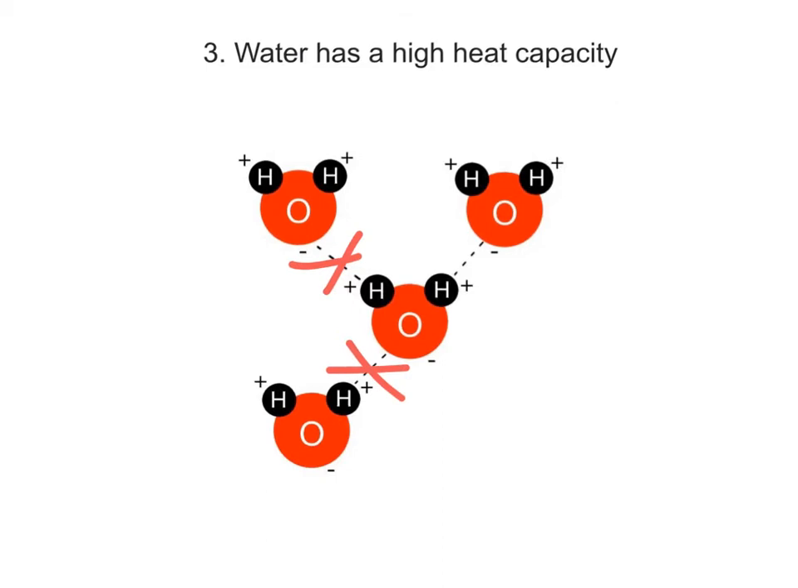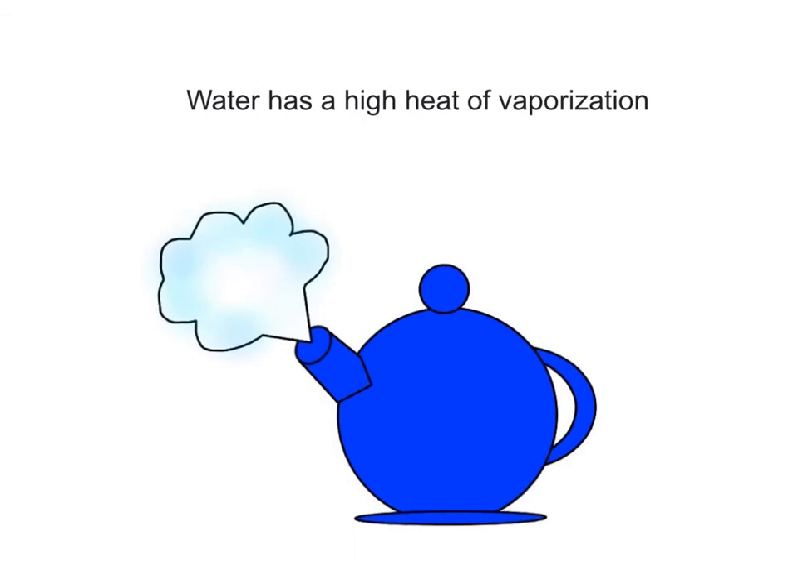Because a large percentage of the body's mass consists of water, the body is better adapted to maintain its stable temperature, homeostasis, with the changing temperature of the surrounding environment. Related to this is water's high heat of vaporization, which means that it takes a large amount of heat to vaporize water from a liquid into a gas.